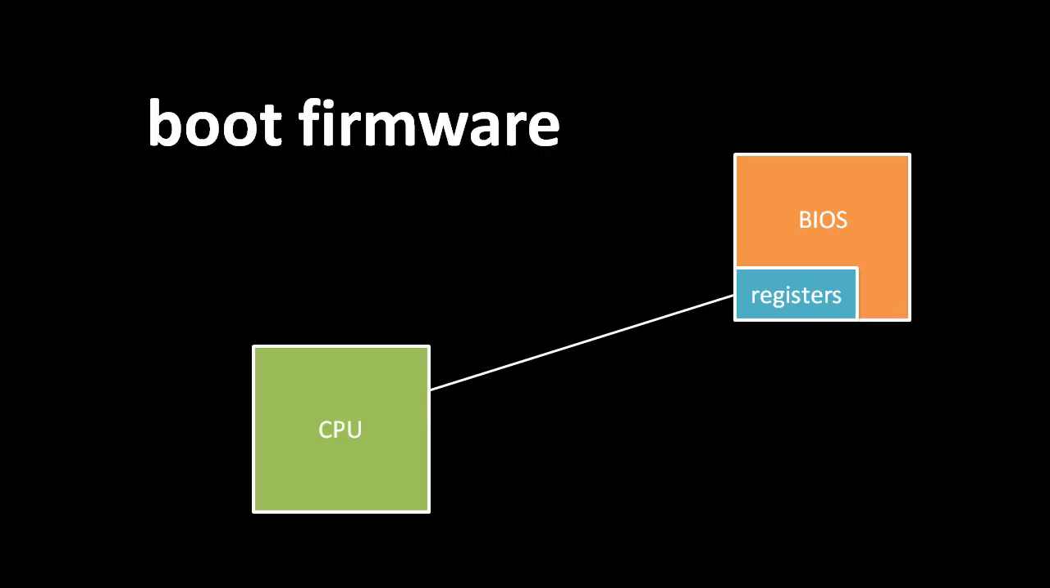Older PCs had a boot firmware device called the BIOS, short for Basic Input Output System, but more recent PCs have replaced the BIOS with the newer standard UEFI, the Unified Extensible Firmware Interface. In either case, the main task of the BIOS or UEFI is to jump execution to an operating system loader on one of the system drives, most commonly a hard drive. From there, the operating system code is responsible for managing the system and providing an environment in which to run other programs.